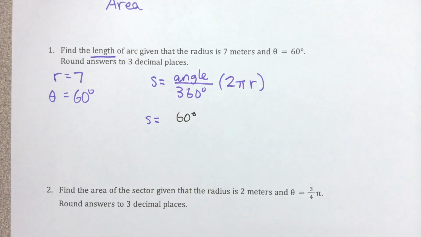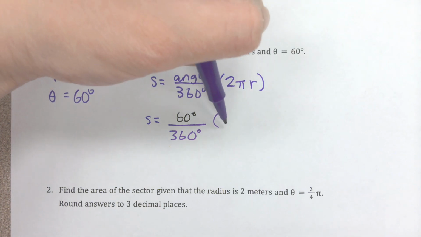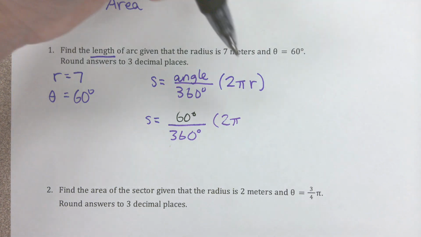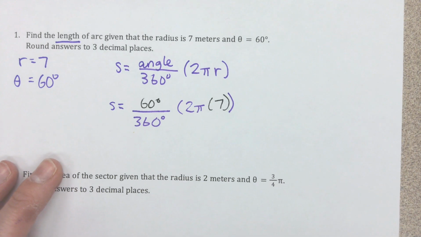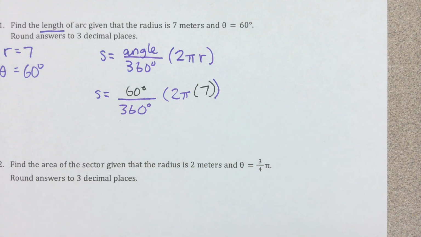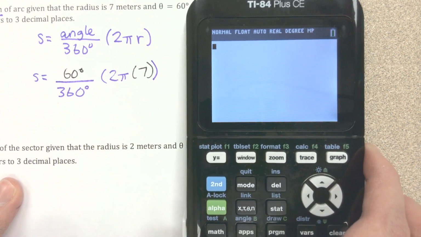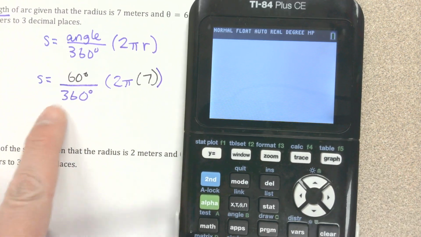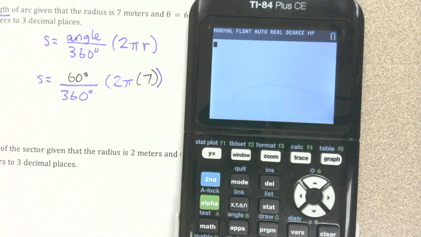This is 60 degrees over 360 times 2 pi r is 7. You can simplify and do some of this math on your paper, but ultimately you will have to use the calculator because we want a decimal. So I just recommend going for it and plugging it straight into the calculator. Type it exactly as I have it written to avoid any kind of miscalculation.